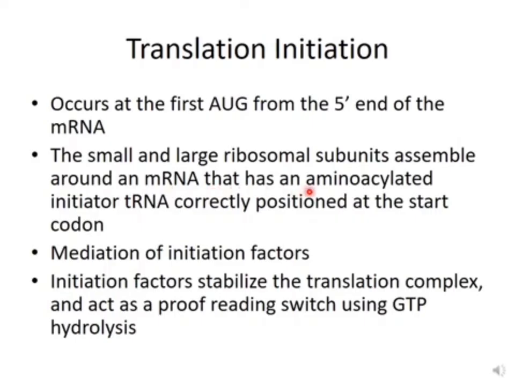And it has an aminoacylated initiator tRNA, that's the tRNAi methionine, correctly positioned at the start codon, which, as we mentioned earlier, is the AUG. There are initiation factors that are very necessary for the initiation process to start and to be well controlled so that the correct protein can be synthesized. Initiation factor functions include stabilizing the translation complex and proofreading the translation process using GTP hydrolysis and GTPases that we described earlier and we will describe again in a little bit.